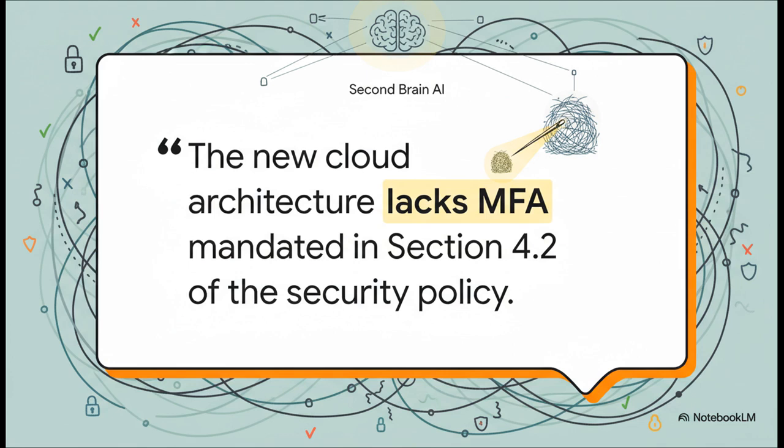And look at the answer it gives back. It's not a vague guess, it is specific, it's cited, and it's totally actionable. The second brain has read the policy, it understood the specific rule in section 4.2, it looked at the diagram, figured out which services face the outside world, and then flagged the missing piece. It just found a critical needle in a giant haystack, a risk that a human team could have easily missed, with some really serious consequences. This is proactive architecture. This is prevention.